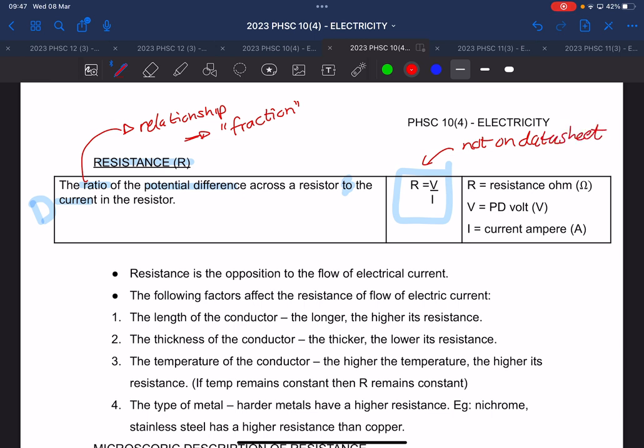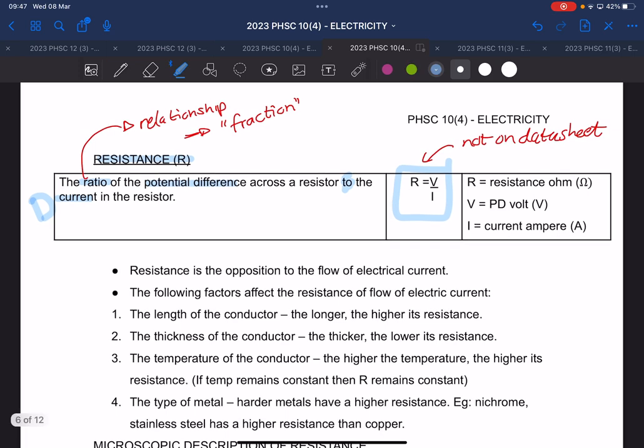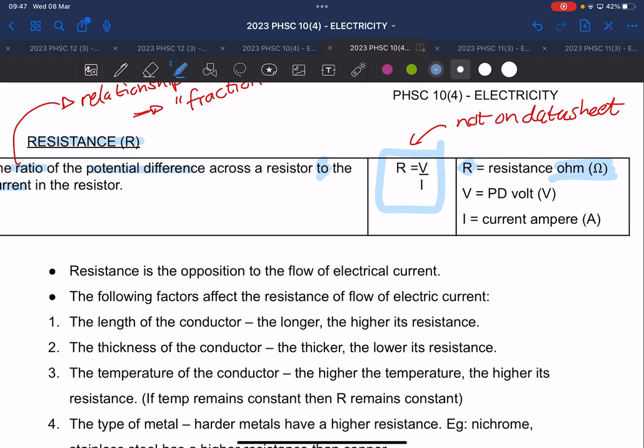So that means you need to study it, memorize it, for tests and exams, next term. Then R is the resistance in ohms. It looks like a horseshoe. Then V is the potential difference in volts. And I is the current in amperes.